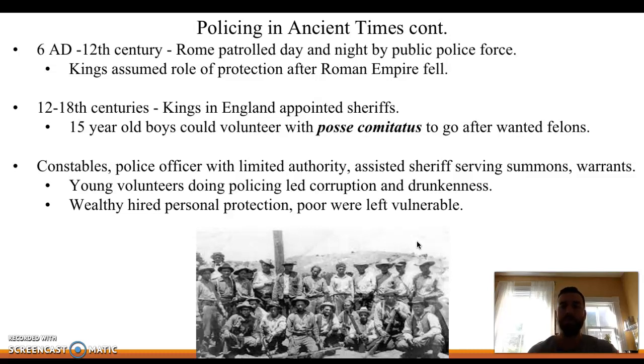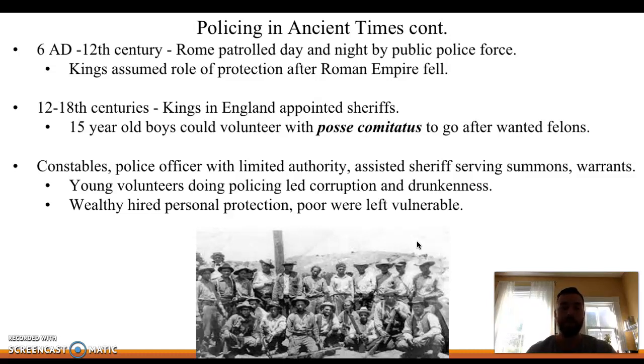As we move into the Roman Empire, they had their form of a public police force, and they patrolled day and night. They had the ability to arrest and the ability to take somebody to incarceration, and the form of trials that existed at that time.